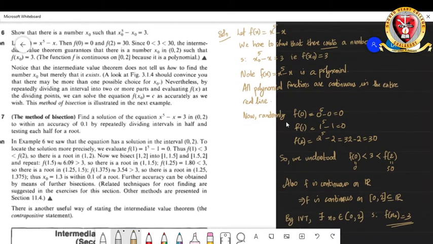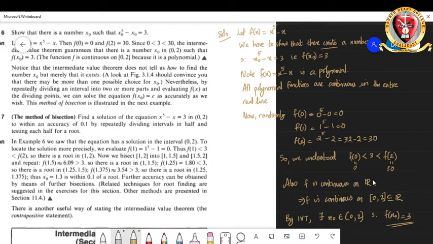Now you just randomly find f of 0. When you find f of 0, you have 0 raised to 5 minus 0 is equal to 0, and similarly f of 1 will be 1 raised to 5 minus 1 is equal to 0. f of 2 is equal to 2 raised to 5 minus 2, which is 32 minus 2, equal to 30. And we understand that f of 0, which is equal to 0, is strictly less than 3, which is strictly less than f of 2, which is equal to 30.